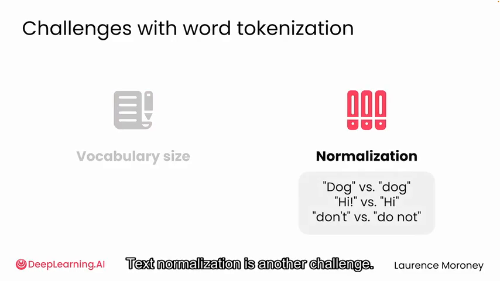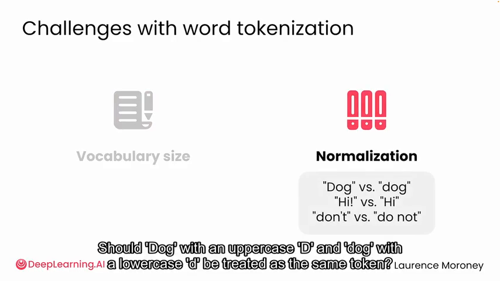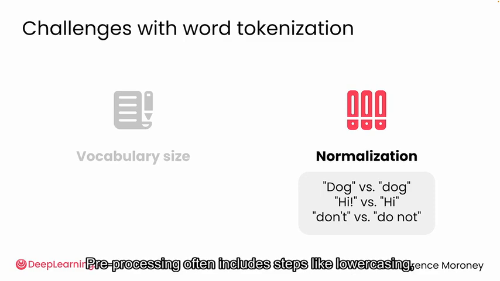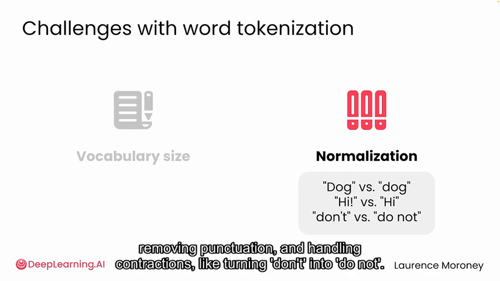Text normalization is another challenge. Should dog with an uppercase D and dog with a lowercase d be treated as the same token? What about punctuation, contractions, or misspellings? Pre-processing often includes steps like lowercasing, removing punctuation, and handling contractions, like turning don't into do not.